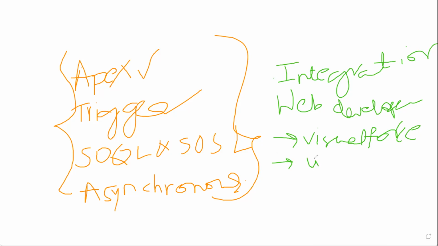Lightning is a UI which you are already familiar with and already working on. Lightning is a UI which is much more user friendly. If you want to do customization in Lightning, we have two frameworks. The first one is the Lightning Aura framework. It has been in the market since 2014 or 15, I think. Still, it is there in the market. Aura is a framework which is used to build custom components.